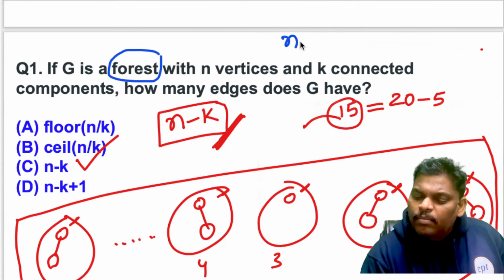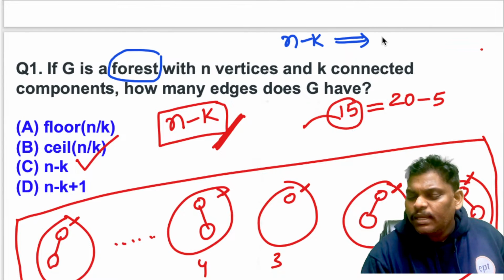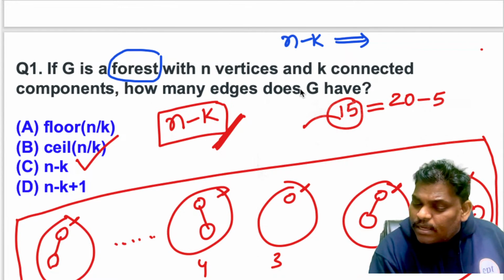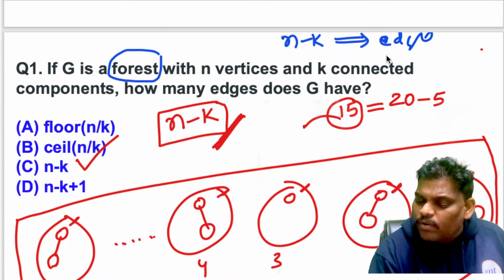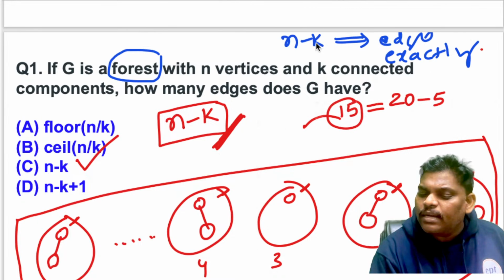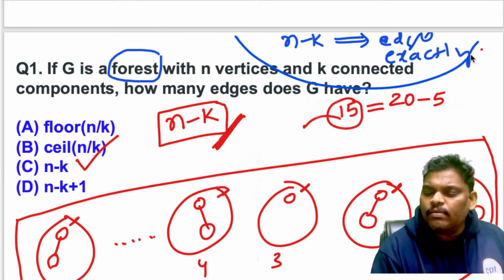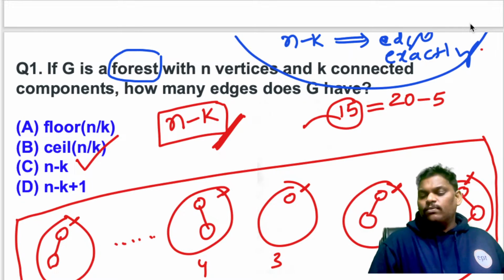N minus k vertices are left out. Every vertex will bring exactly one edge. Then what is the answer? How many edges does G have? N minus k edges. Exactly, not less, not more. Exactly n minus k edges here, because it is a forest. Cycles are not allowed, and every component is connected.